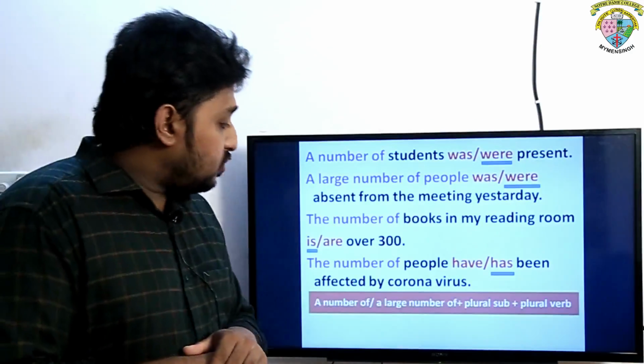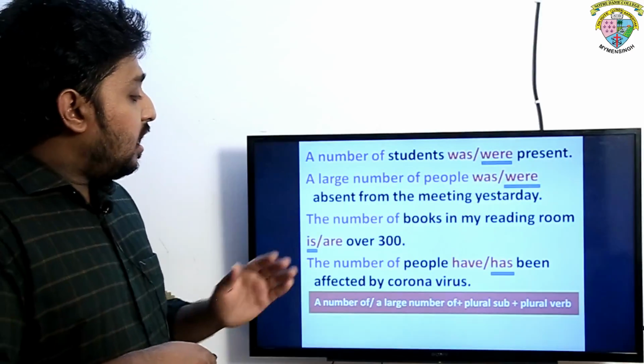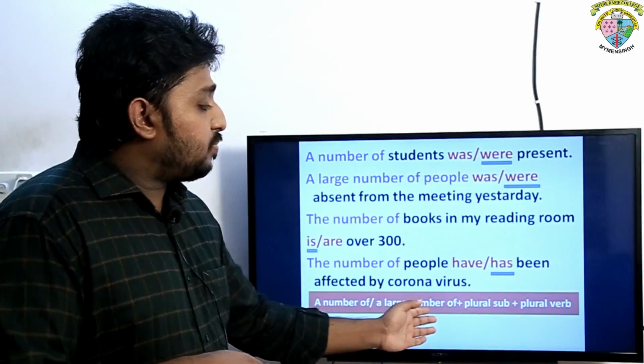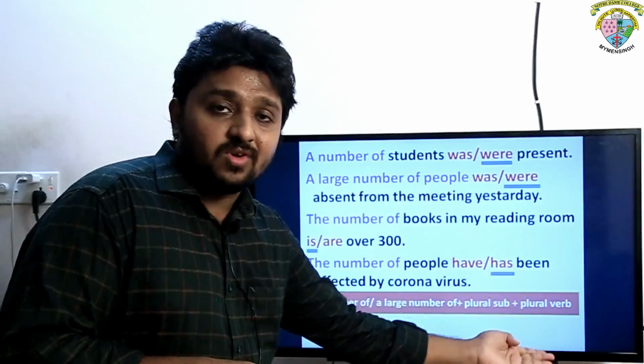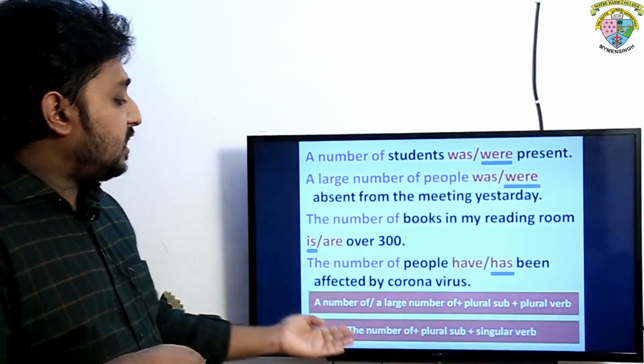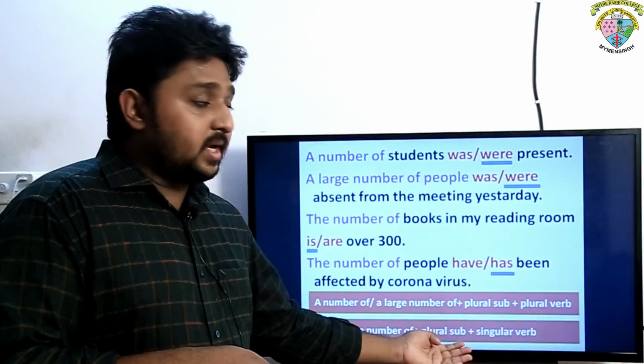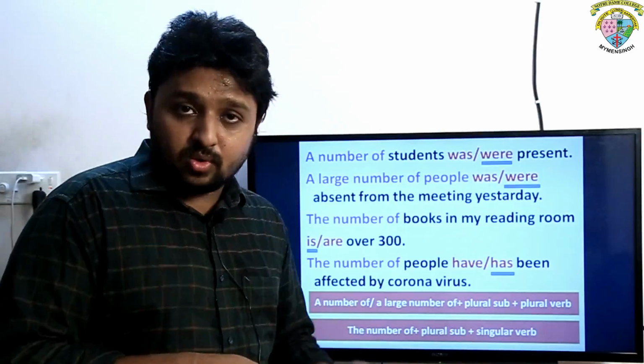So please let's write down the note actually. A number of or a large number of plus plural subject plus plural verb. But if you use the number of before a plural subject, then you have to select a singular verb.